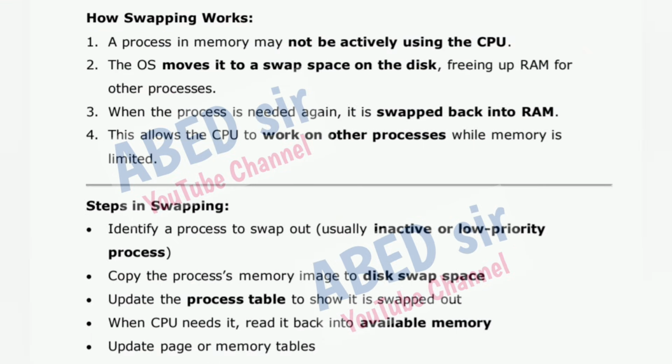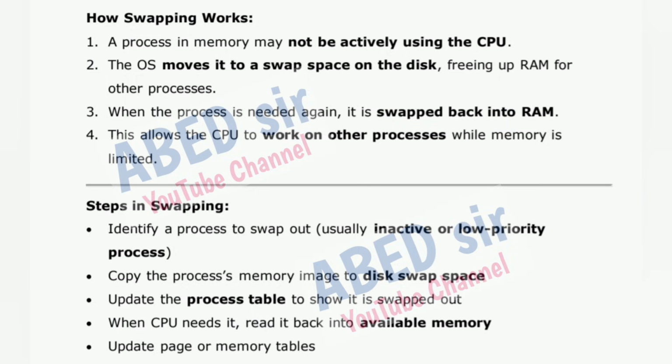How swapping works. 1. A process in memory may not be actively using the CPU. 2. The OS moves it to a swap space on the disk, freeing up RAM for other processes. 3. When the process is needed again, it is swapped back into RAM. 4. This allows the CPU to work on other processes while memory is limited.